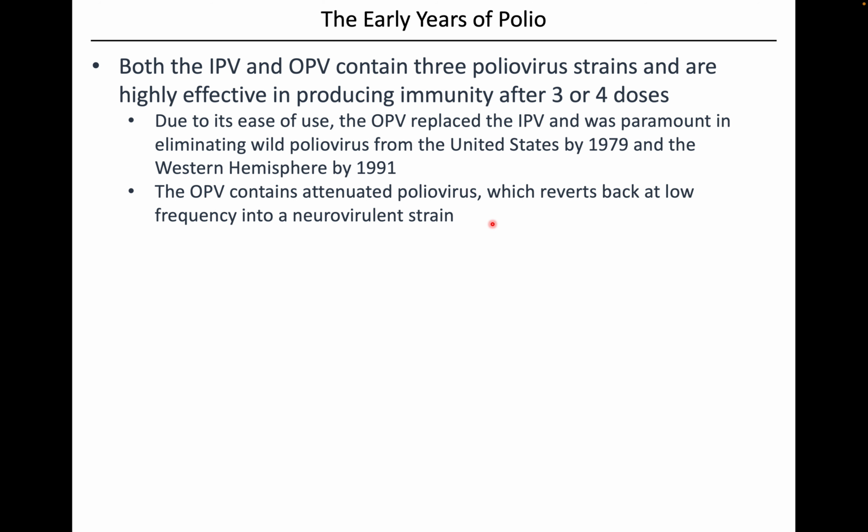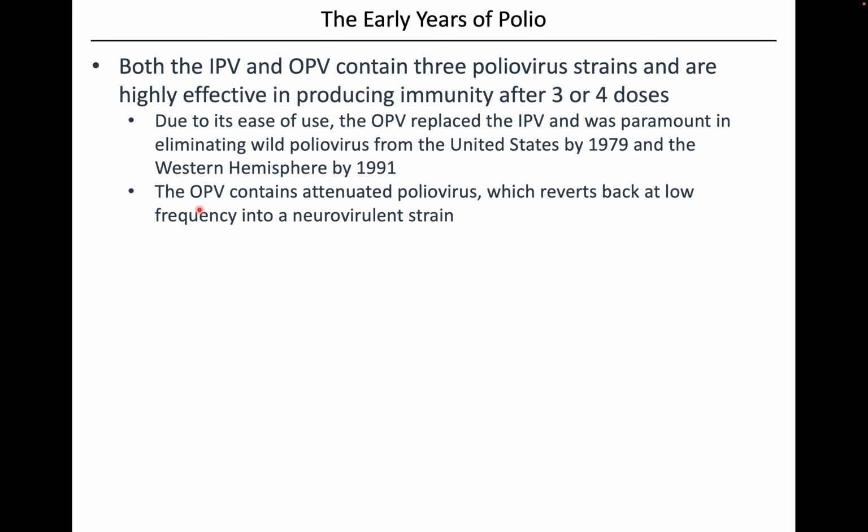So both vaccines are out there at this point. They both cover all 3 serotypes, all 3 strains, and clinical trials are showing they're both very effective at creating immunity, especially after multiple doses. So simply due to the fact that it was easier to use and cheaper to distribute, the oral poliovirus pretty much replaced Salk's vaccine, and really became key in eliminating polio from the United States and many other countries for that matter, over the course of the second half of the 1900s.